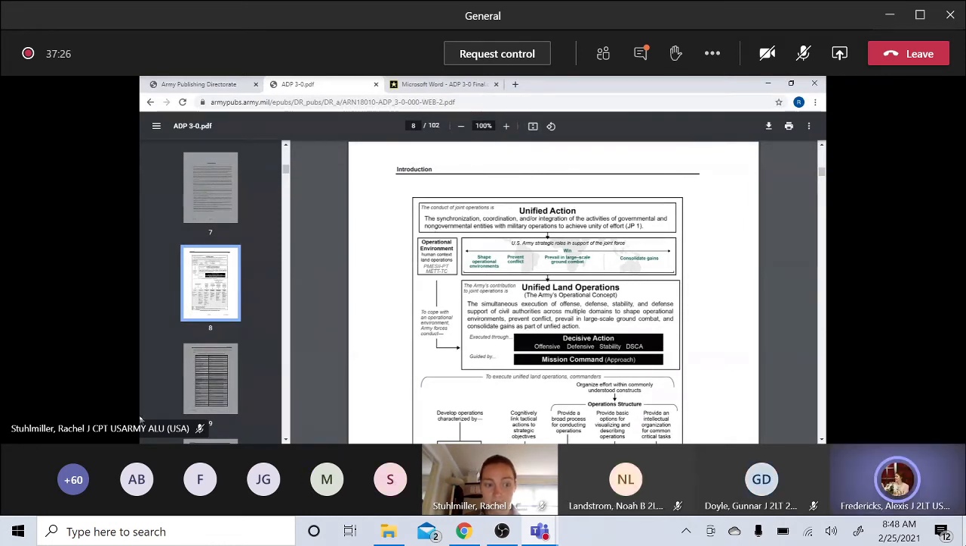Ma'am, mission command is when the commander exercises authority and direction, using mission orders and disciplined initiative in order to empower leaders to conduct unified land operations. Were you reading something? Tell us what you were reading. ADP 6-0, ma'am. Okay, there you go. I was going to say, you're starting to use some buzzwords, so I like it. Good terminology. Awesome. What else? What else does mission command mean?